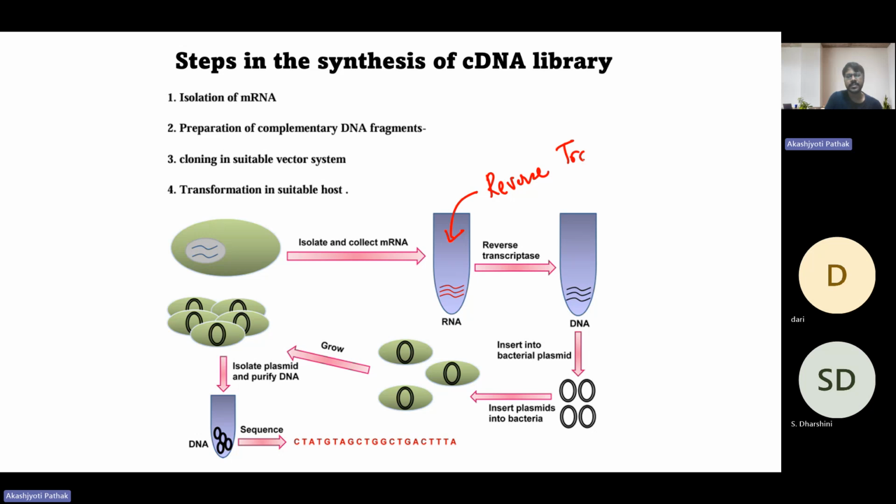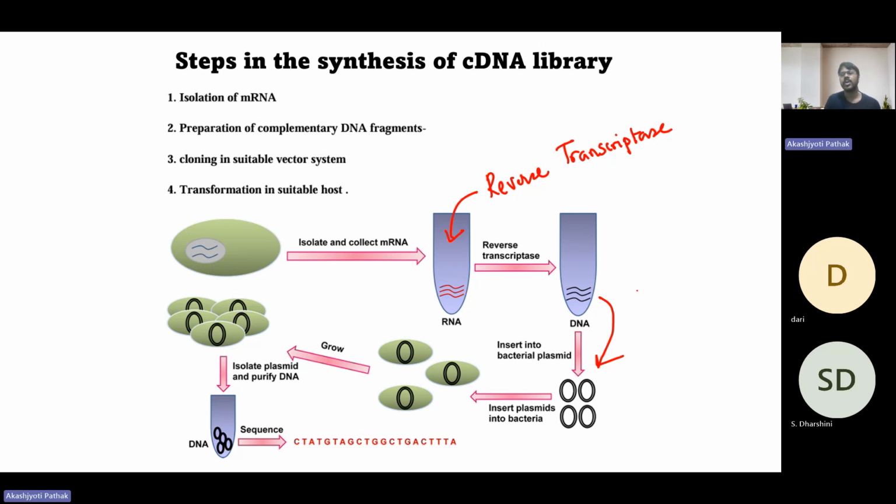This reverse transcriptase enzyme is commercially available. You can add this reverse transcriptase enzyme in your Eppendorf tube, and from your mRNA you will get the complementary DNA. The mRNA will get reverse transcribed to DNA, and you will get the complementary DNA.